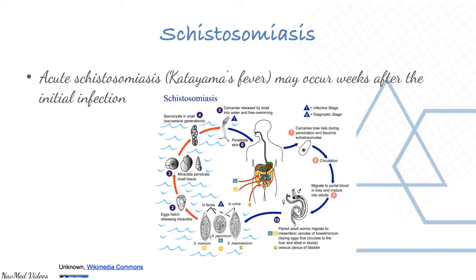In the sporocysts you have cercariae released by the snail into the water, which are free swimming, which are taken by the humans and they penetrate the skin. Cercariae lose their tails during penetration and become schistosomula, and then they go into circulation, and then they migrate to portal blood in the liver and mature into adults. Then paired adult worms migrate again to the mesenteric venules, the bowels and the rectum, where they lay eggs and circulate to the liver and shed in the stools.